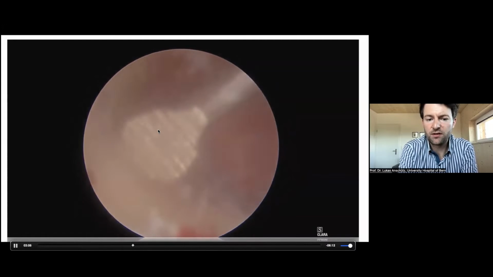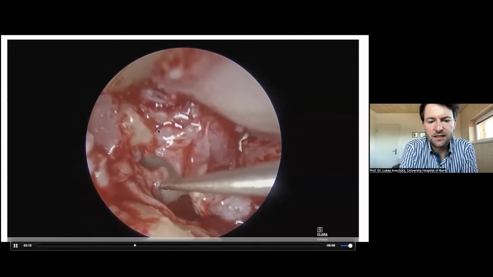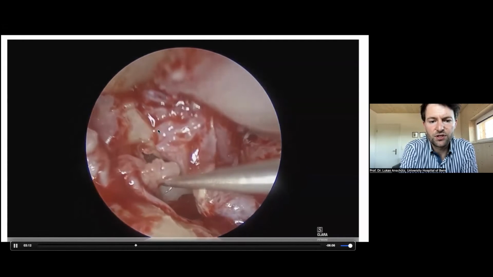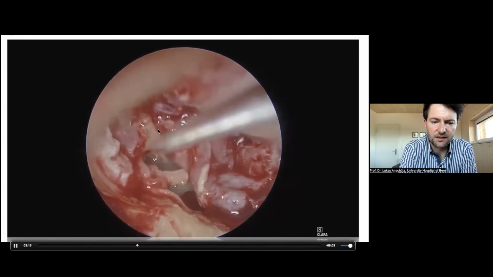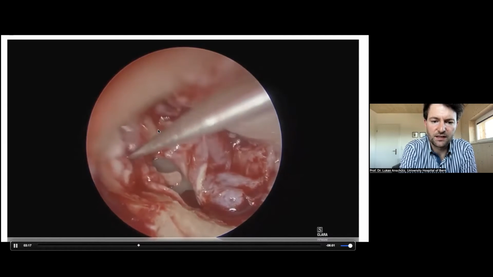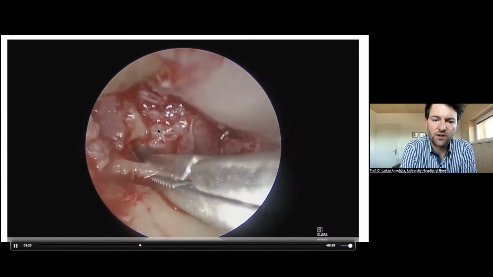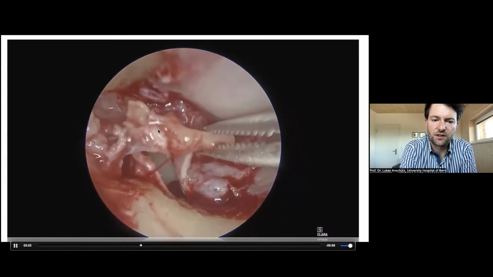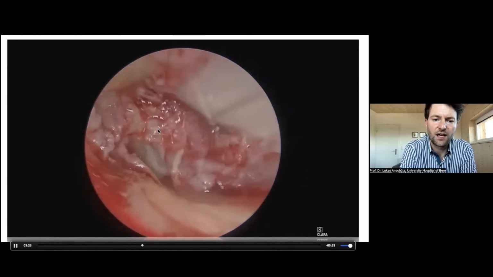It gives you similar images and a very good control. Again, this is the incudostapedial joint, which is dissected. And here the incus is even a bit smaller than in the other case. You can see here is really just a small rest of incus, which is still here. We can cut the head of the hammer.